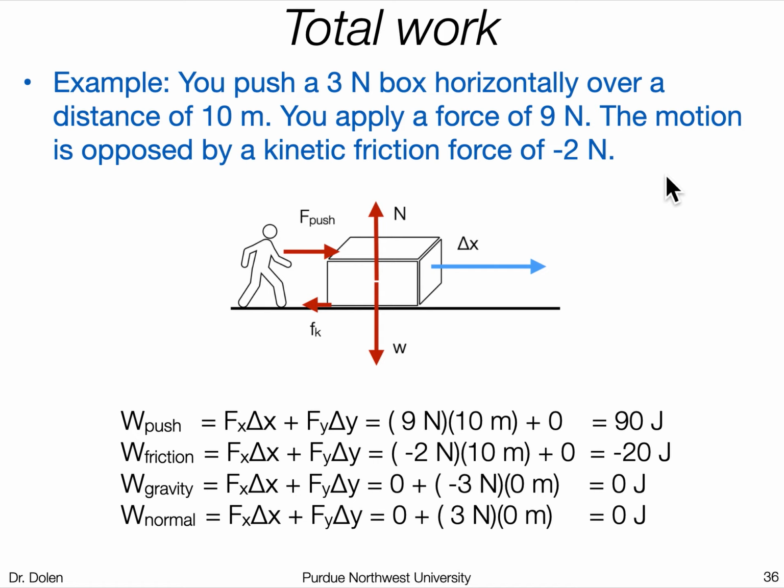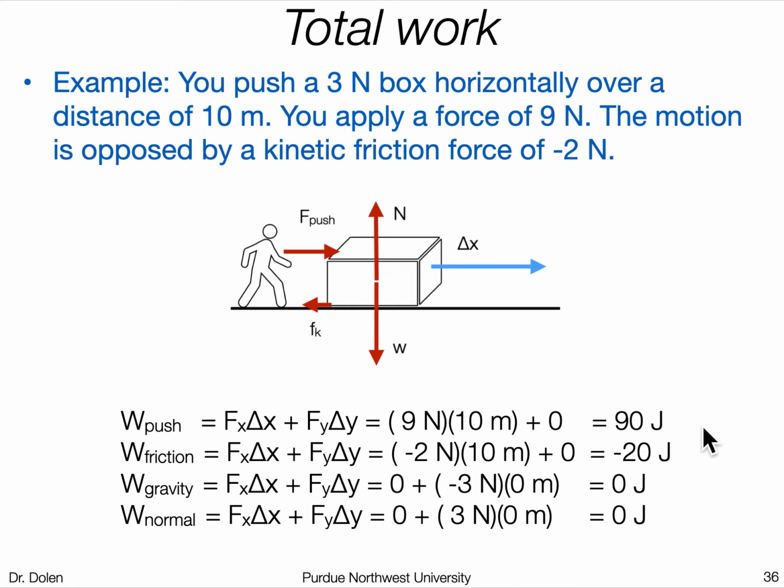So let's calculate the work done by each of these individual forces. The work of our push, we can use our constant force work definition. It's just force times displacement in x plus force times displacement in y. But displacement in y is 0, we're only moving in x. So this just becomes 9 newtons, the force of our push, times our displacement, 10 meters. And so we've done 90 joules of work. The force of the push does 90 joules of work on the box.